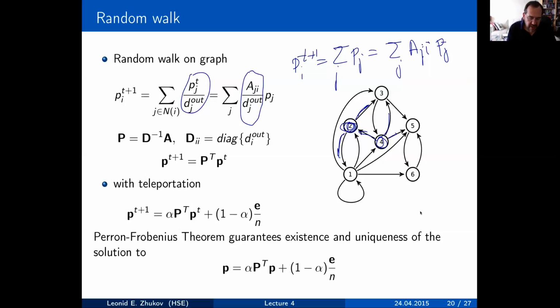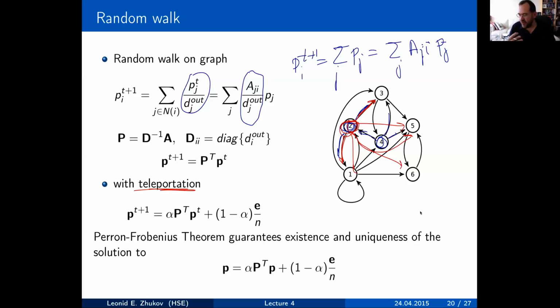Another change is this idea of teleportation, which means when you're on a particular node, you can either follow the edges from that node in the traditional random walk fashion, or randomly jump to any other node in the graph, even to those nodes that are not connected to this node directly by edges. This models when a person cannot follow a link and just types in a random URL and moves on.